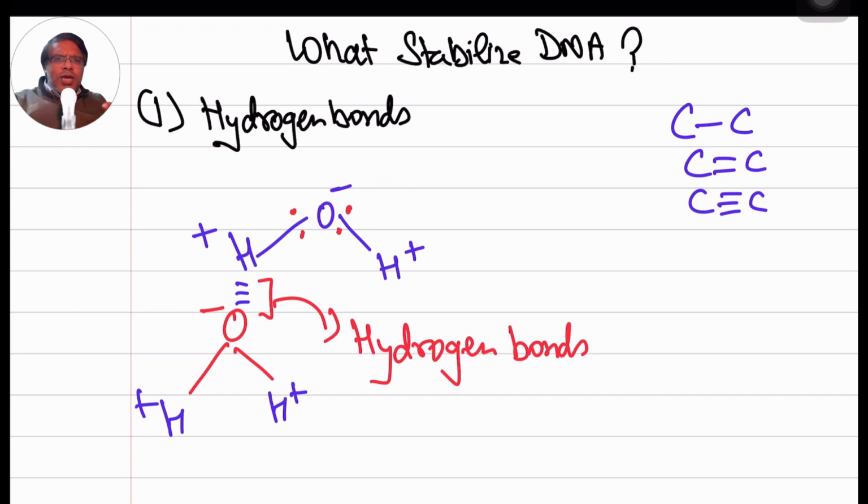Yes, these bonds are weak, they are not strong, but still, if a molecule has a large number of hydrogen bonds, what is going to happen? The molecule will be stabilized due to the presence of hydrogen bonds. Keep in mind, between adenine and thymine you have 2 hydrogen bonds, and between guanine and cytosine you have 3 hydrogen bonds. And these hydrogen bonds give stability to the DNA.